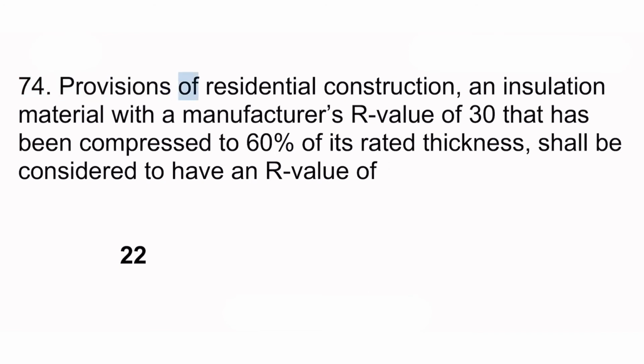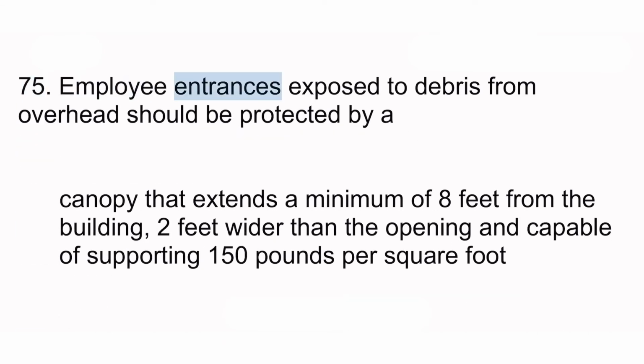74. In residential construction, an insulation material with a manufacturer's R value of 30, that has been compressed to 60% of its rated thickness, shall be considered to have an R value of 22. 75. Employee entrances exposed to debris from overhead should be protected by a canopy that extends a minimum of 8 feet from the building, 2 feet wider than the opening and capable of supporting 150 pounds per square foot.